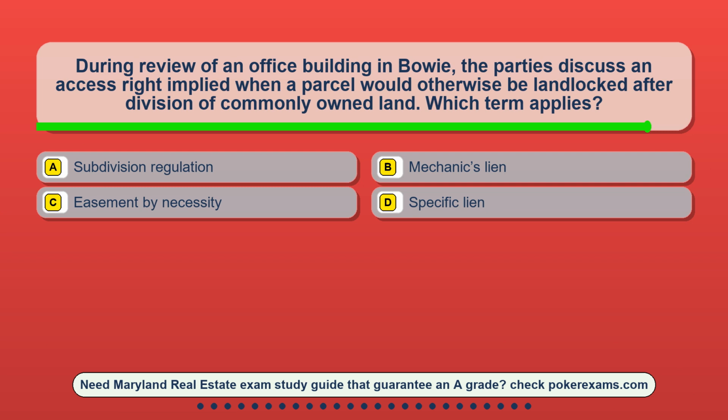Question 7. During review of an office building in Bowie, the parties discuss an access right implied when a parcel would otherwise be landlocked after division of commonly owned land. Which term applies? Option A, subdivision regulation. Option B, mechanics lien. Option C, easement by necessity. Option D, specific lien.